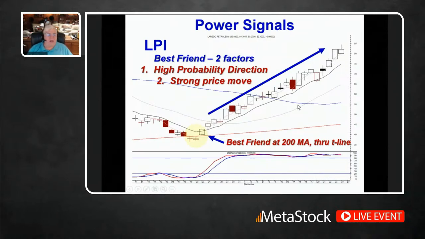The old adage is that you want to cut your losses short and let your profits run. That is an adage that you hear every money manager or every investment guru tell you to do. But they never tell you how to cut your losses short and let your profits run.